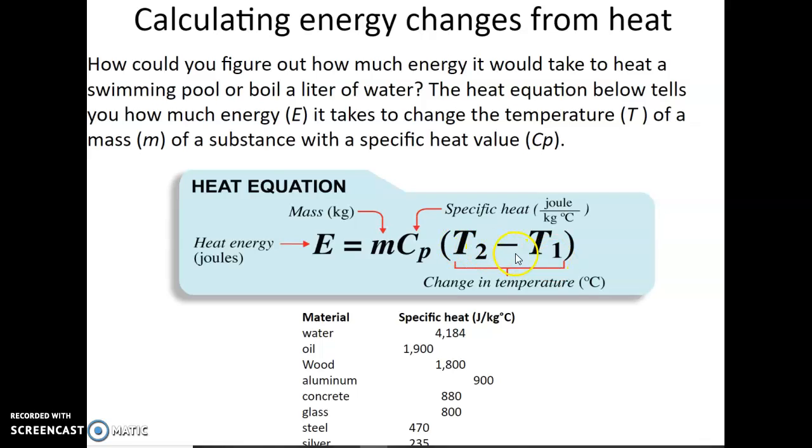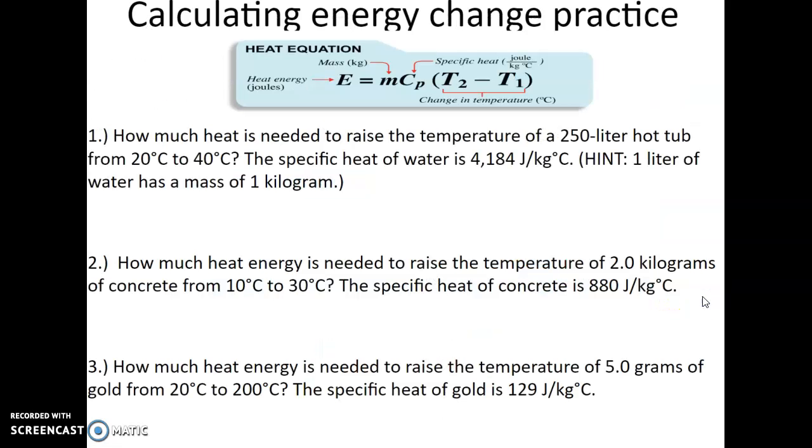So again, it would be the change in temperature of the substance that you're looking at. This would tell you how much heat energy is either lost if you're lowering the temperature or gained if you're increasing the temperature of the substance. So here are some practice problems.